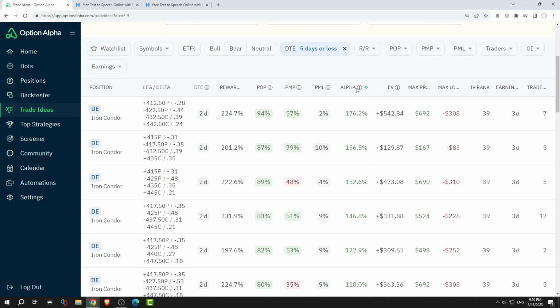I would look for something with high alpha, high EV. So the max profit is 692 in 2 days, and the max loss is 308. The risk and reward is there. That's pretty good for Iron Condor. So you would look for alpha and EV. EV is the payout.